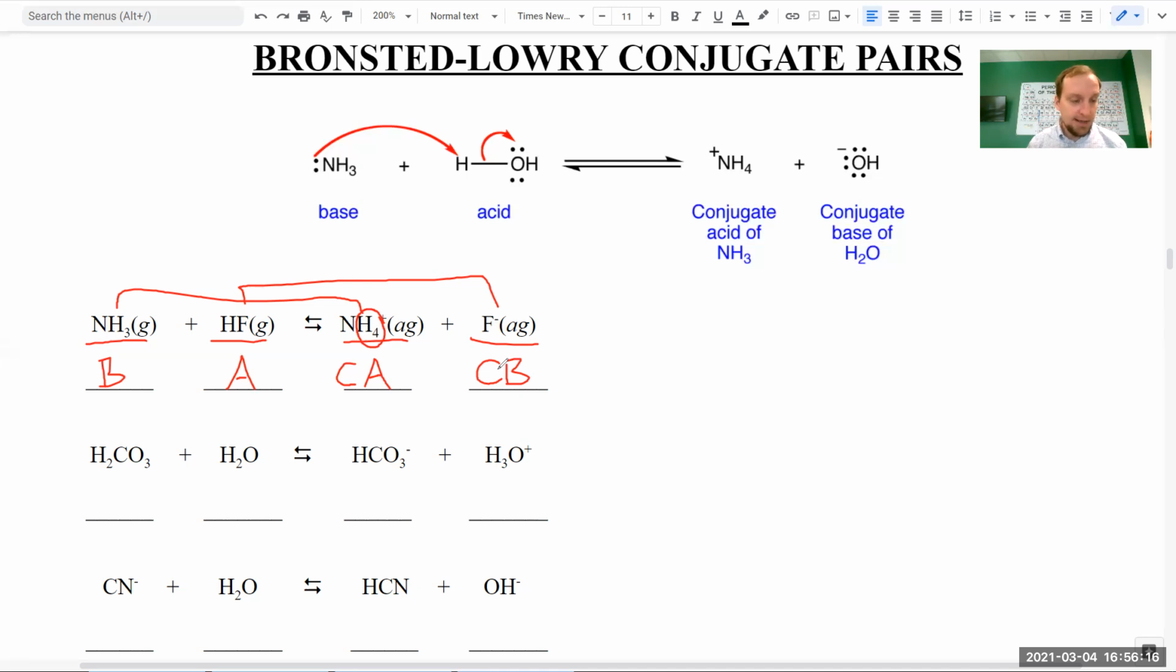We have H2CO3, that's called carbonic acid, and water makes HCO3 and H3O+. H3O+, this is called hydronium. Hydronium. This is a hydronium ion. H3O+. Okay, you're going to see that a lot. H3O+, that's hydronium. If I ever say hydronium, it's H3O+.